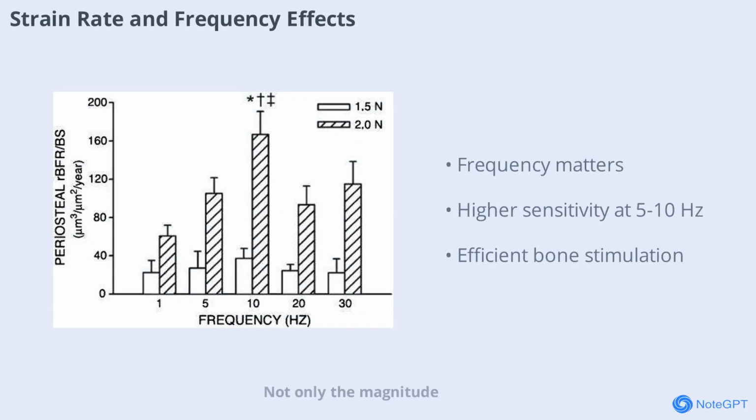Not only the magnitude, but also the rate and frequency of loading affect bone adaptation. Loading at higher frequencies, 5 to 10 Hz, is more effective at stimulating bone formation than lower frequencies. Bone becomes more sensitive to loading as frequency increases, requiring less strain to initiate adaptation. This insight is important for designing physical activity programs that maximize bone health benefits.